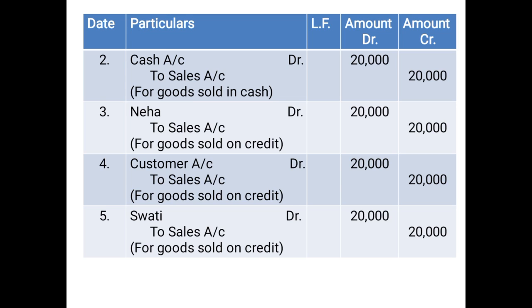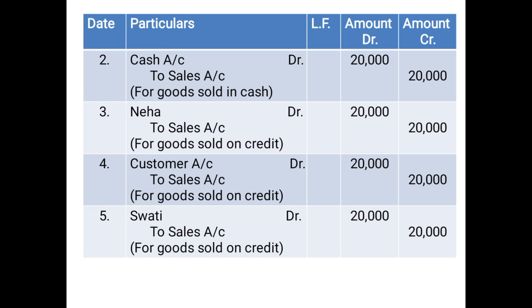Fourth example, goods sold on credit. The name of the customer was not given, so we have simply put the word customer's account. It might be a human being, it might be an institution, we do not know. Customer's account debited 20,000 to sales account 20,000.